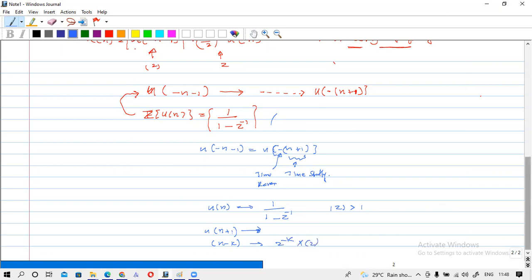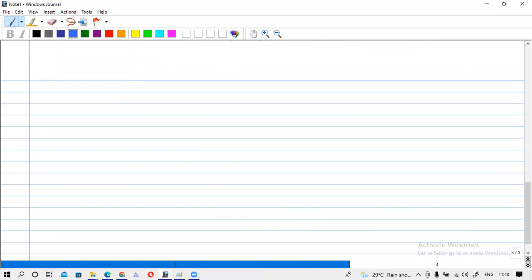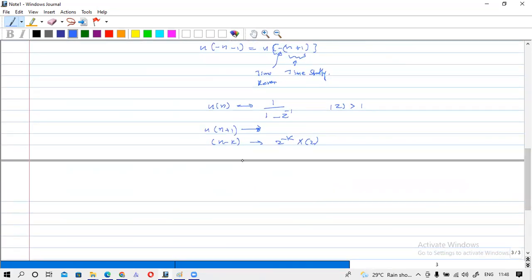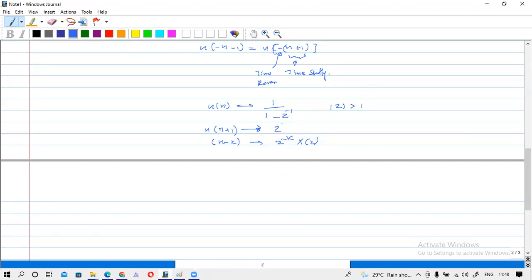So if I have u[n+1], this is k, so k will be minus 1. So here minus k, so it will be z^(-(-1)), so it will be z^1, no? Correct? z^1 X(z). So I will get u[n+1] is equal to z divided by 1 minus z^(-1).